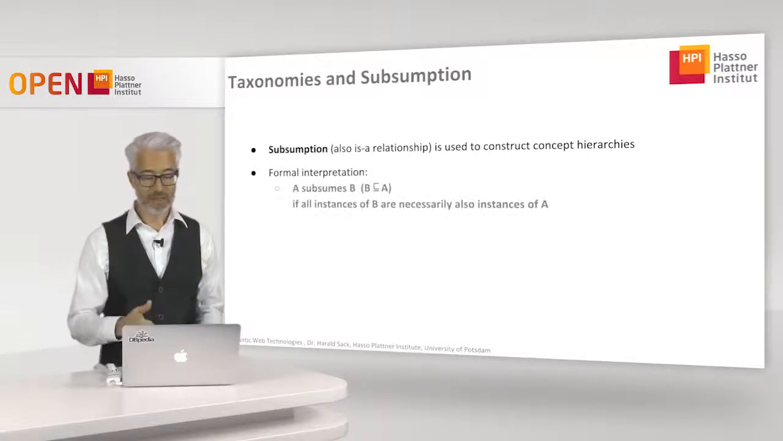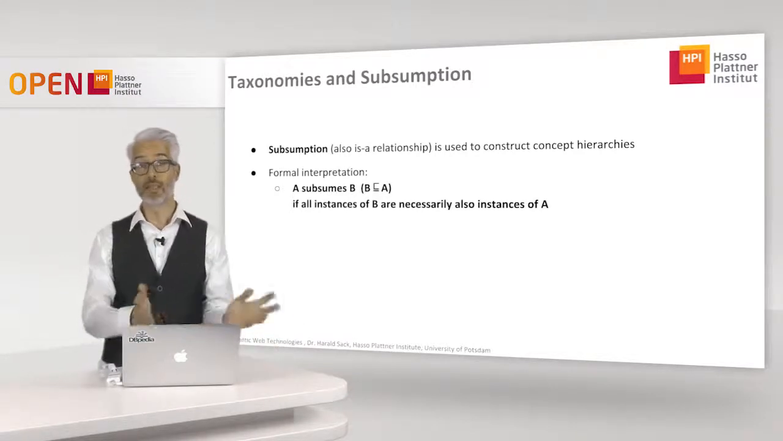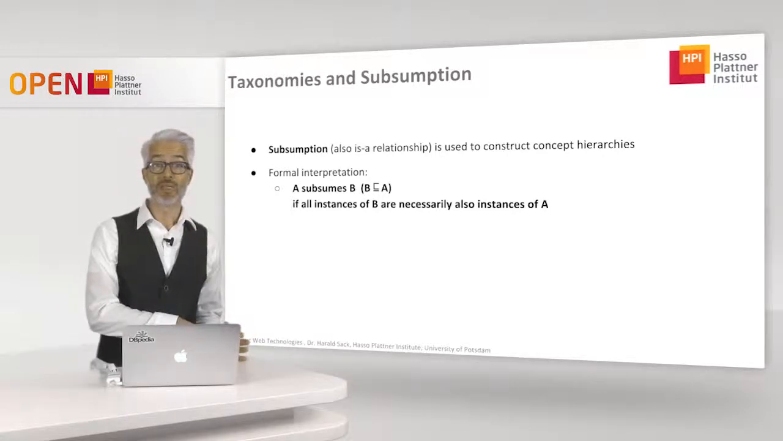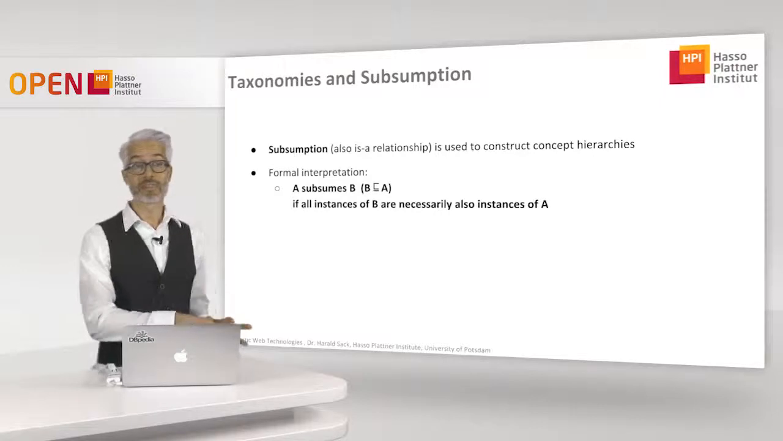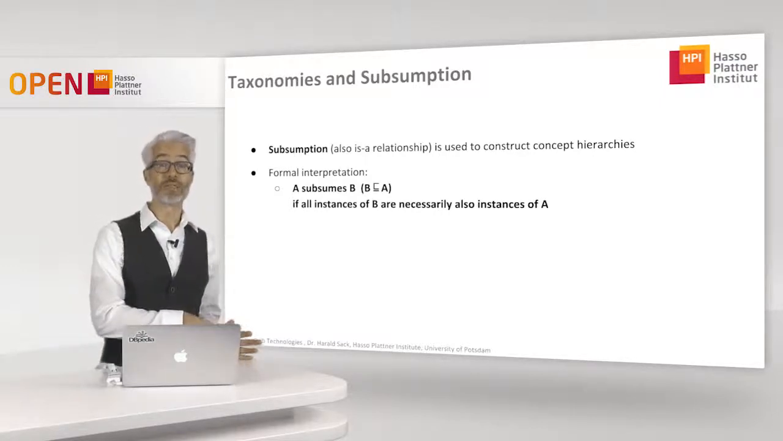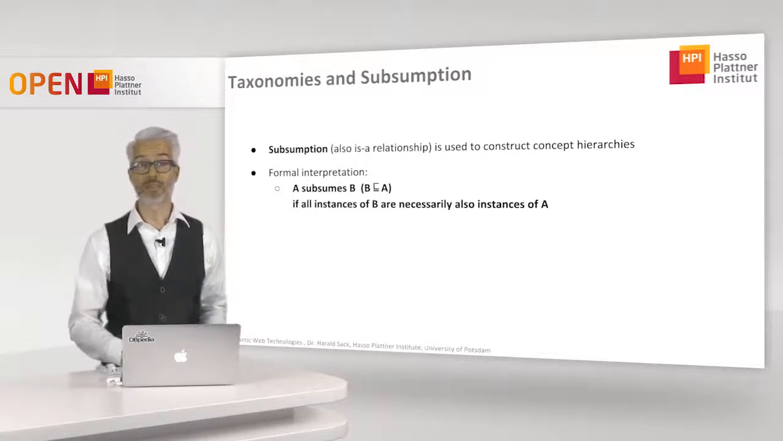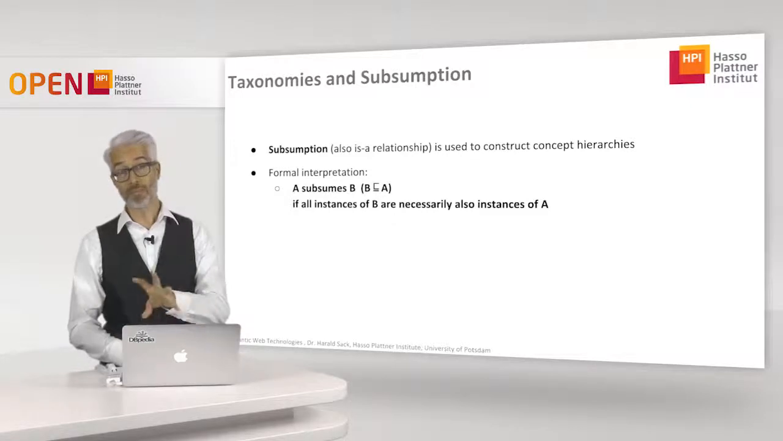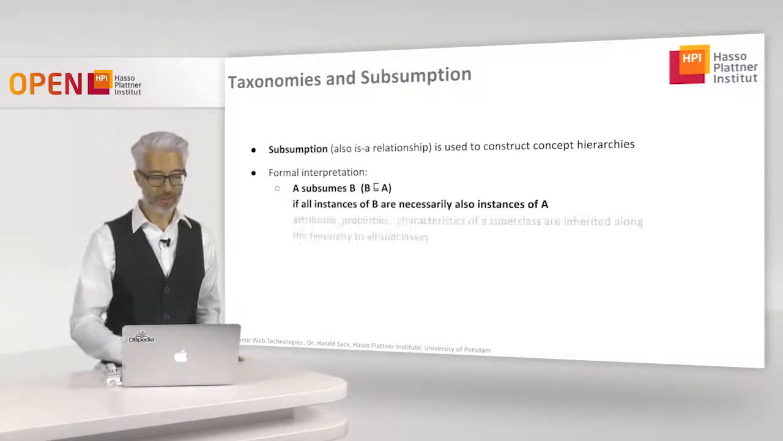The formally correct interpretation would be: class A subsumes class B, so B is a subclass of A, if all instances of B are necessarily also instances of A. So if the instances of the subclass necessarily are instances of the superclass. This is the formally correct interpretation of subsumption, and this must hold in your taxonomy, in your ontology.